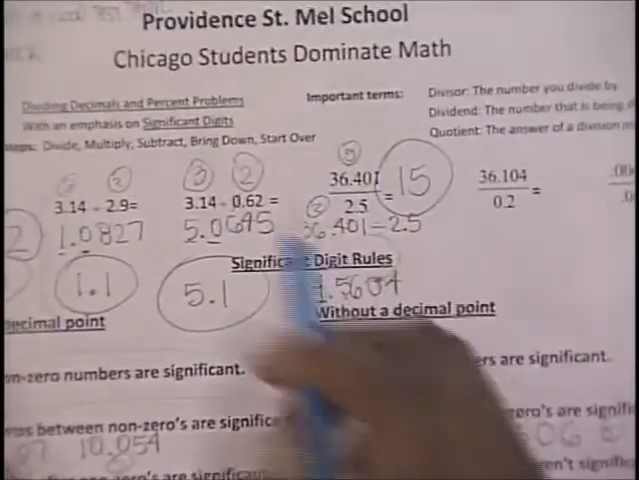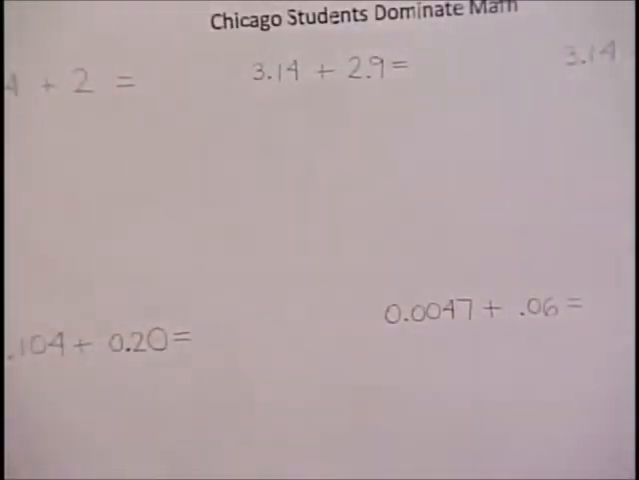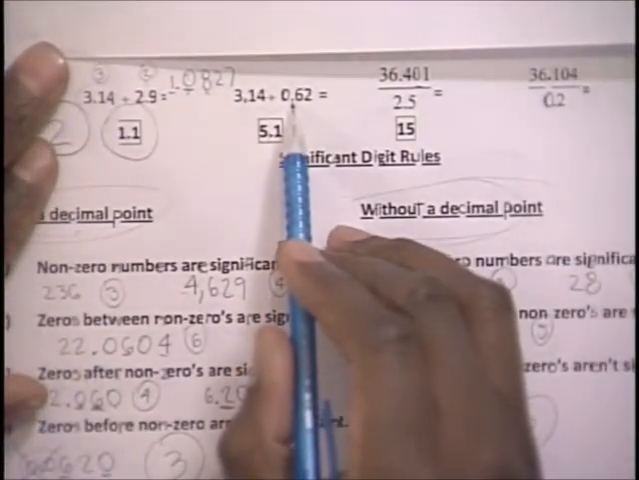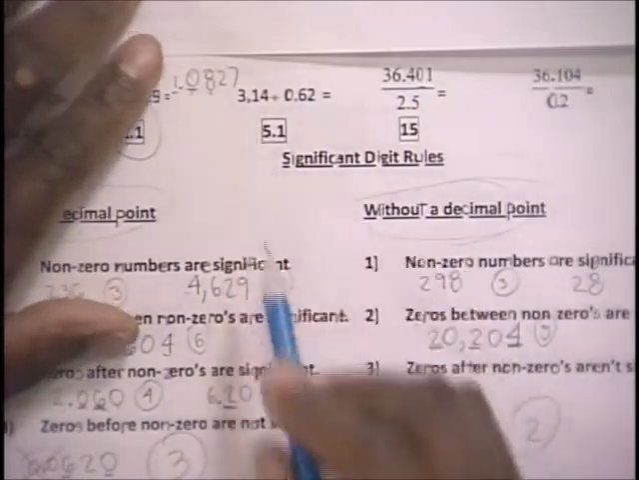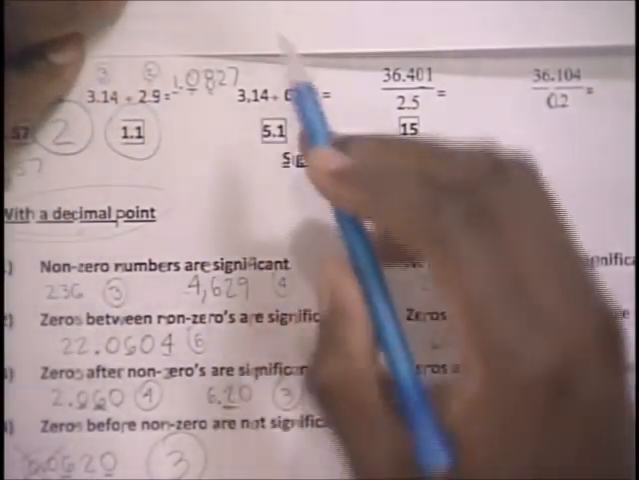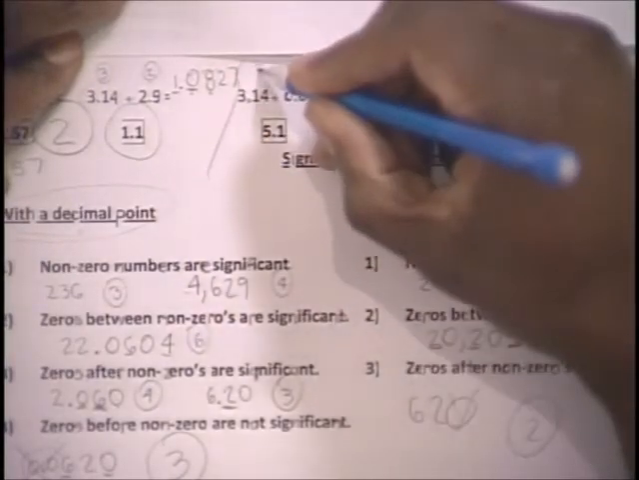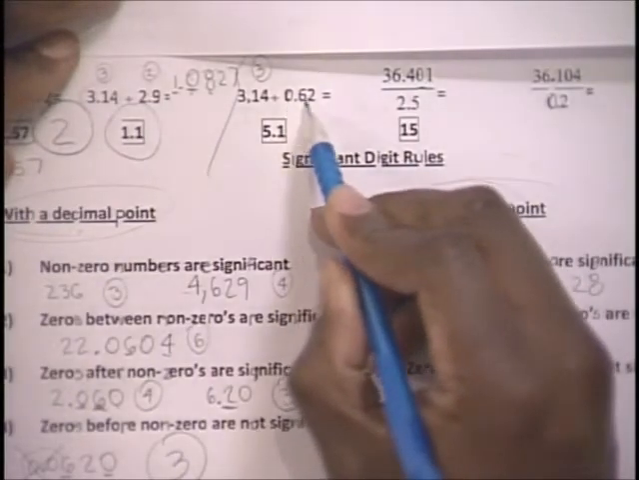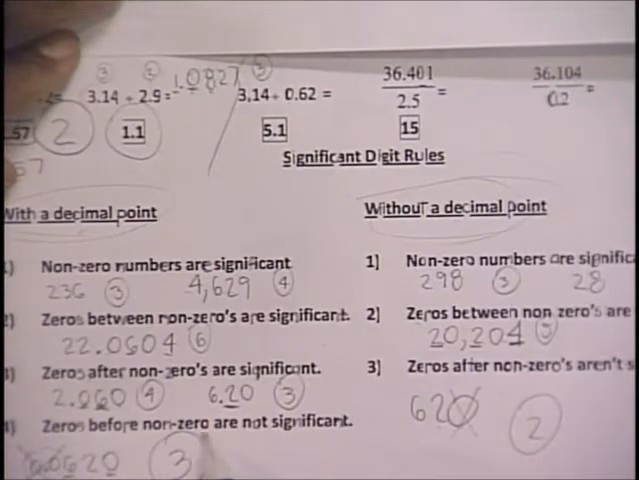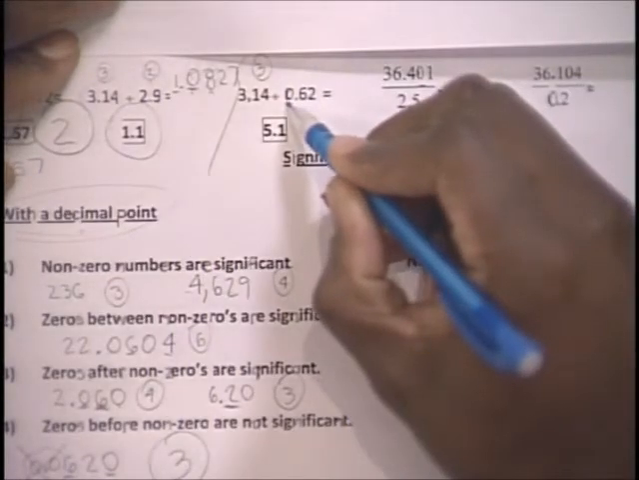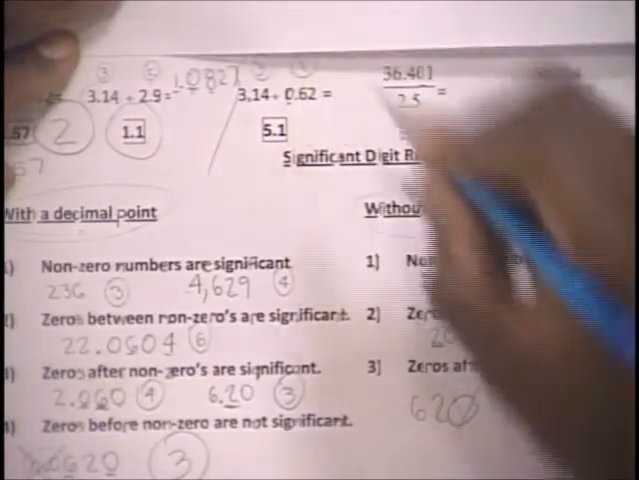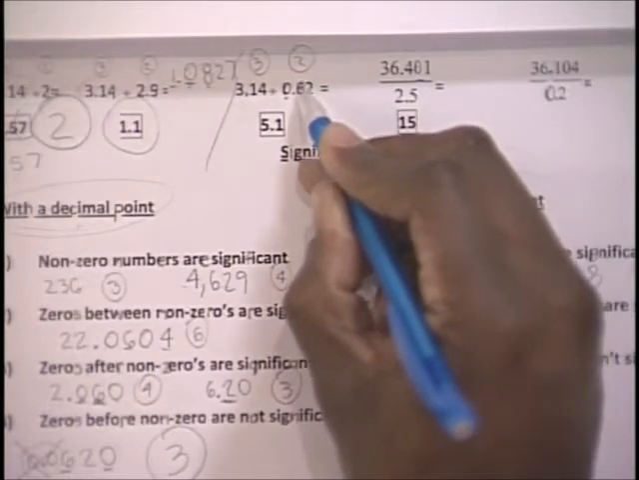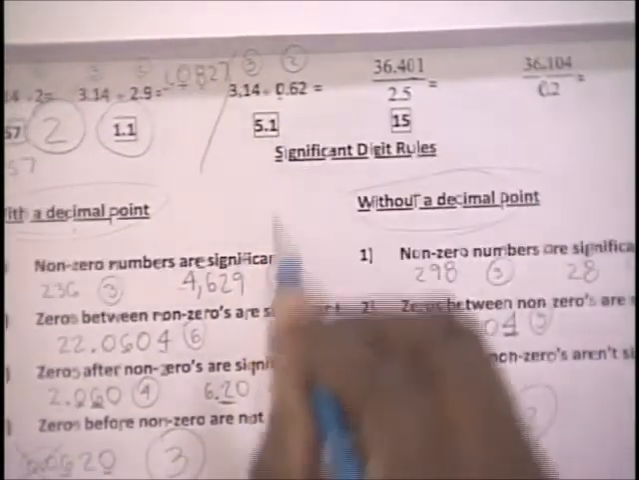We've got this problem here. We've got 3.14 divided by 0.62. According to our rules that we went through over here, when we have a decimal point, 3.14, all non-zero numbers are significant. Each of these are non-zeros. And then we said that any zero that precedes a decimal, any zero before non-zero numbers, is not significant. That makes this zero not significant. So we have two significant digits for this number here. Our final answer should have the lowest number of significant digits, which would be 2.